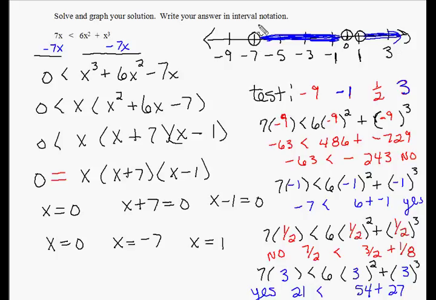So our interval notation for this answer is negative 7 up to the number we found, 0. And then we'll unite it with the other piece, which started again at 1 and went forever.